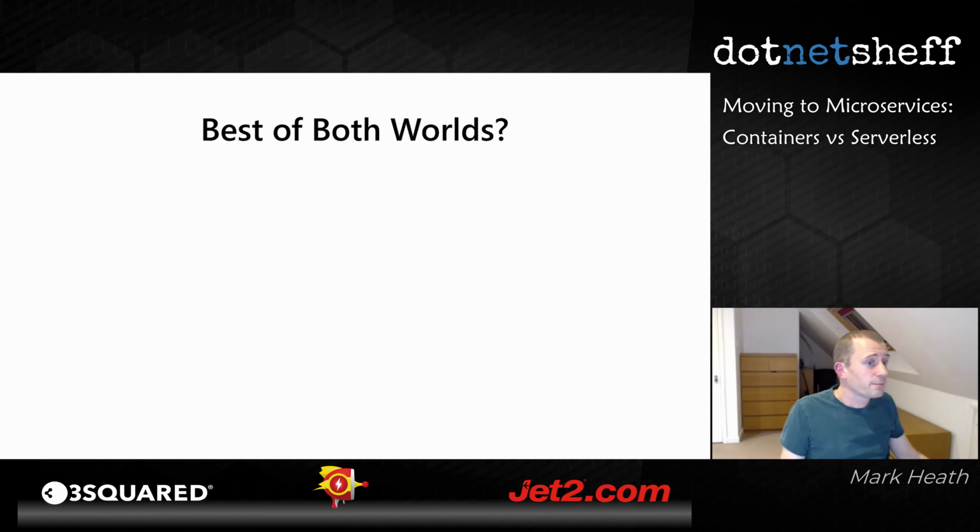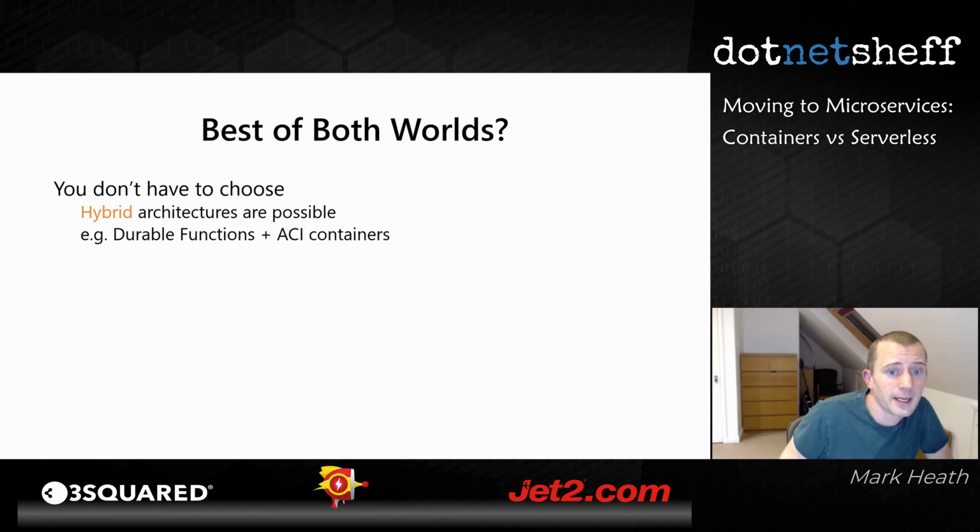So can you have the best of both worlds? And the comments have kind of preempted a few of these things. So first of all, you don't have to choose. It's perfectly allowable to have hybrid architectures. If you want to have some serverless and some containers, then you can totally do that. And in fact, that's kind of the approach that I'm using in a lot of systems.